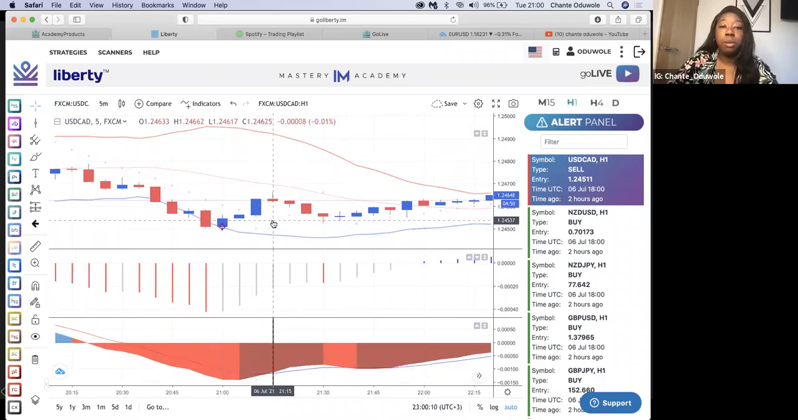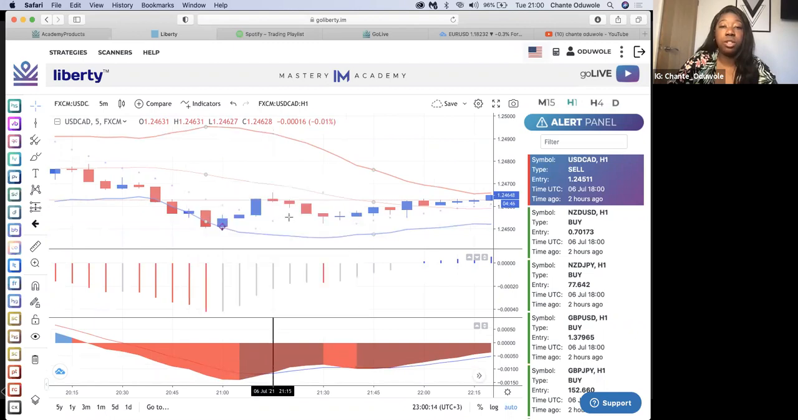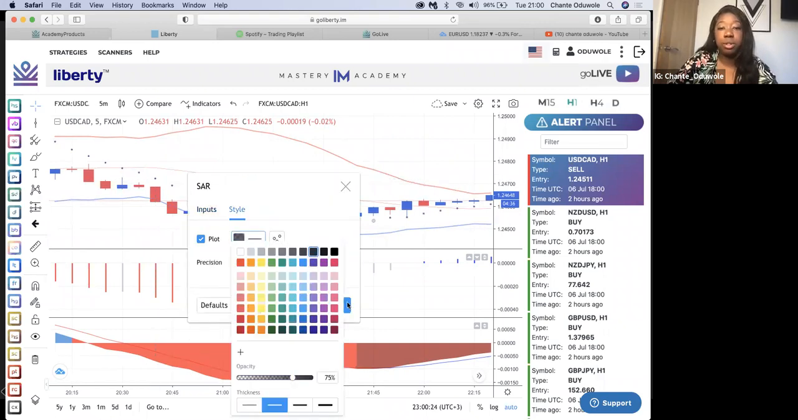You've also got something called the Parabolic Stars. When I was doing traditional Forex trading, these are my favorite indicators to use. I have them on everything. Even if I'm using another strategy, I loved it. It really did work for me. I'm just going to make it darker so it's easier to see. I'm talking about the black dots.